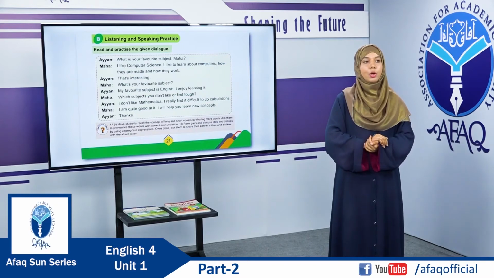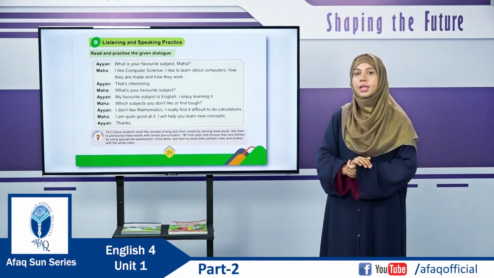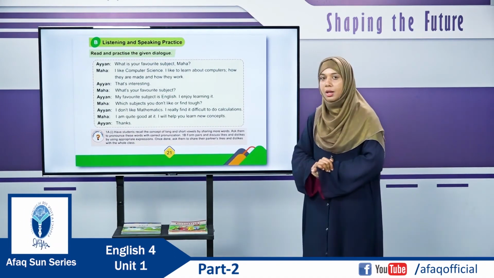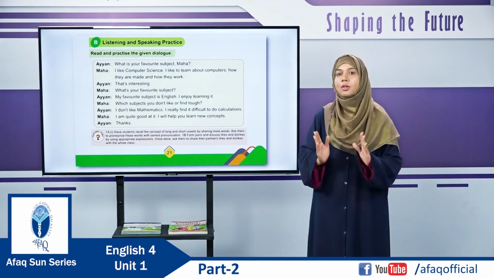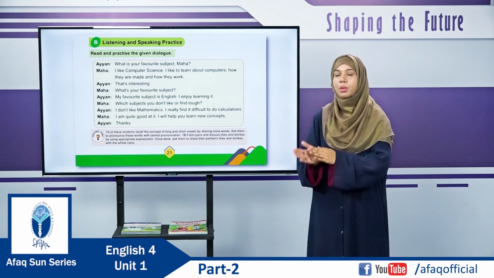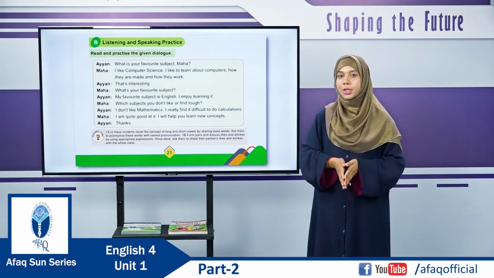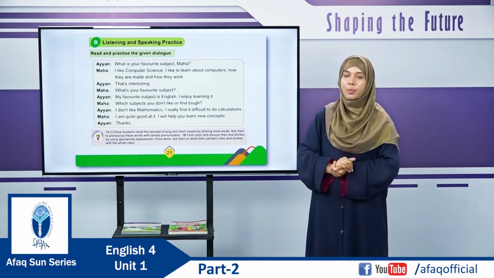Dear students, on page number 21 of your textbook, there is a dialogue. In this dialogue, there are 2 characters, Ayan and Maha. I want you to practice this dialogue by taking the different roles. One of you can be Ayan and the other can be Maha. If you are in the classroom, your teacher will put you in pairs, and if you are at home, you can practice it with your siblings or your parents.